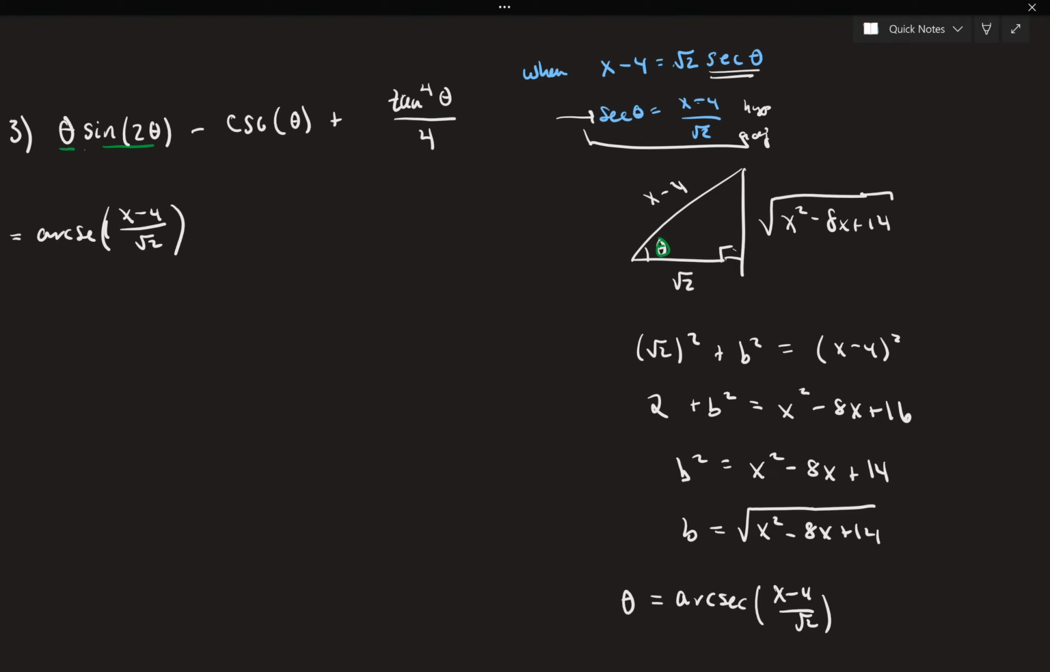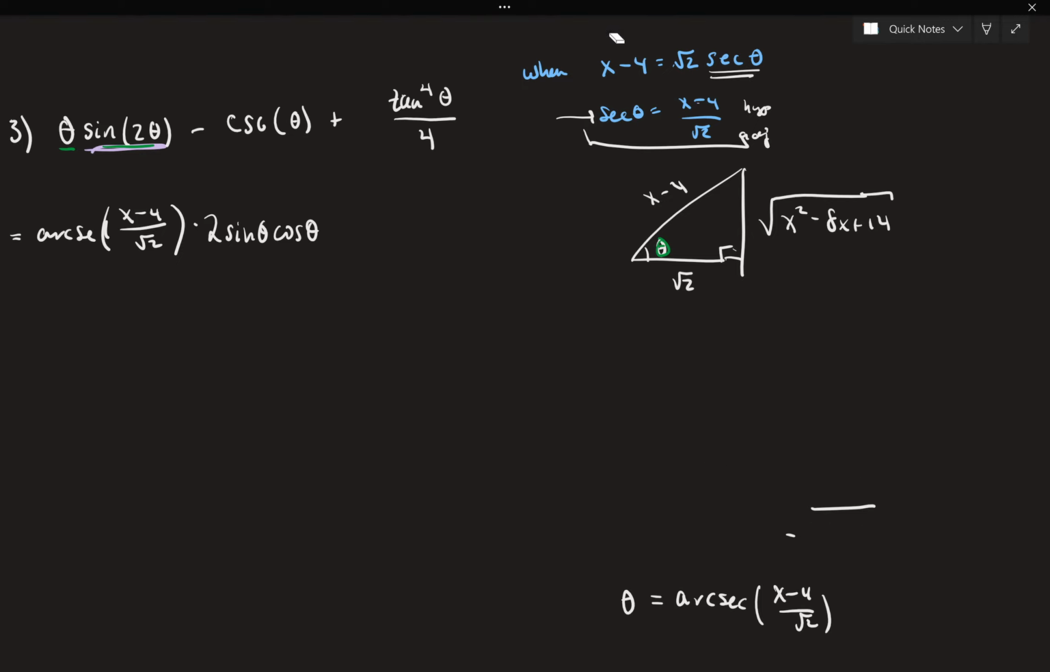Now I have to do sine of 2 theta. But I don't have that on my triangle. I don't have 2 theta. So I have to turn that into a trig identity. That'll be 2 sine theta cosine theta. And in fact, for now, I'll just leave that. I'll also erase my Pythagorean theorem work. And I'll do the rest of it.